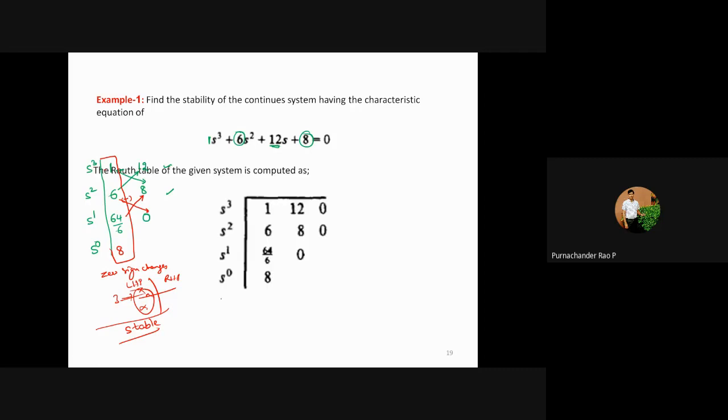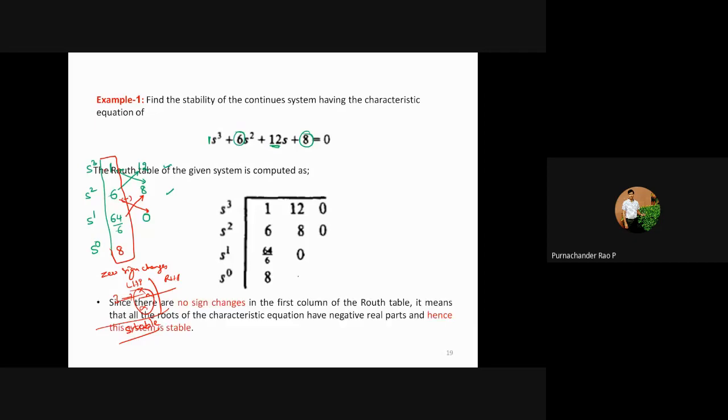Okay. So here this is the Routh stability table. Since there are no sign changes in the first column or outer array, it means that all the roots of the characteristic equation have negative real parts. Hence, the system is absolutely stable. Okay, so the system is stable. So this is the way of finding the outer array and the stability of the system.